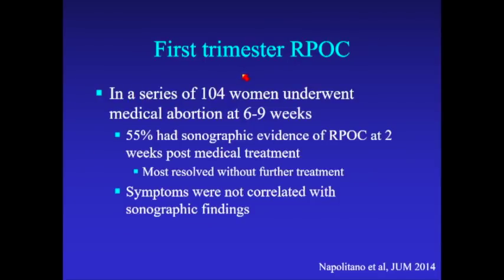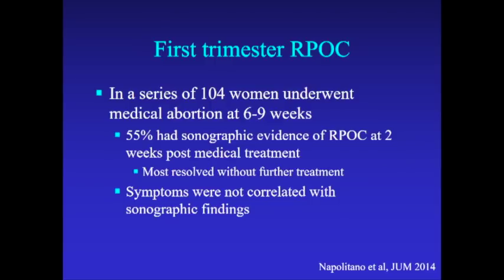What about first trimester retained products? You know, we think about that as incomplete abortion, for example. Some people will use the term incomplete abortion. Some people will say retained products. Here's a study looking at 104 women who had a medical abortion at 6 to 9 weeks. 55% had sonographic evidence of retained products at 2 weeks post-medical treatment, and most resolved without any further therapy. So the symptoms weren't correlated with the sonographic findings. So basically, it takes a while for a first trimester miscarriage to resolve.